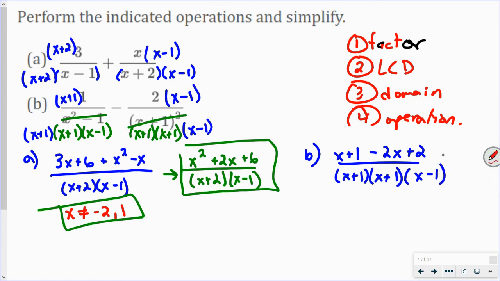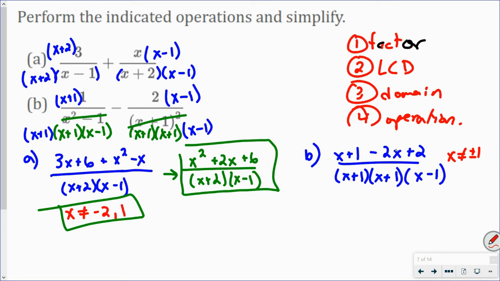You can get your domain restriction right here. So x cannot equal plus or minus 1. Okay, and because they showed up twice, you don't have to do anything special. It's still just minus 1.